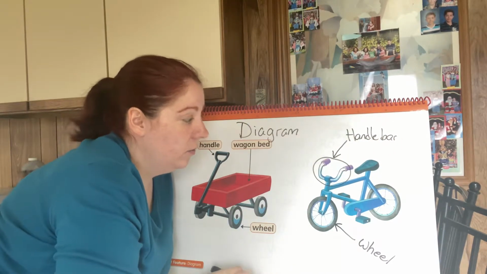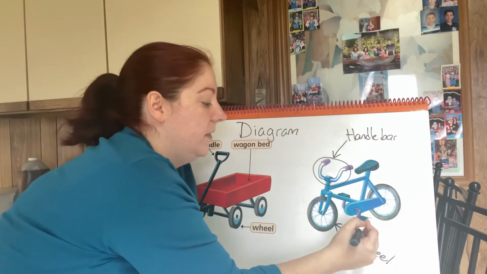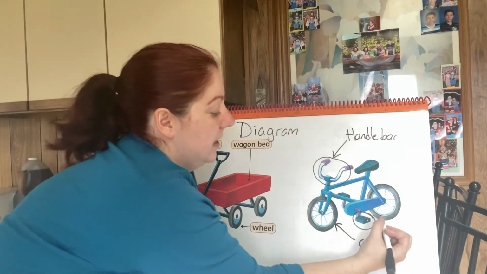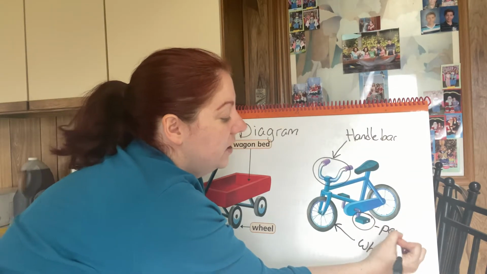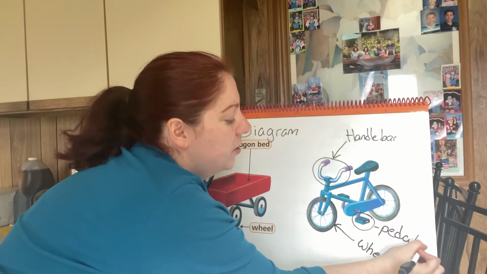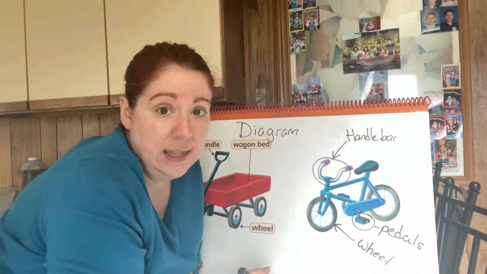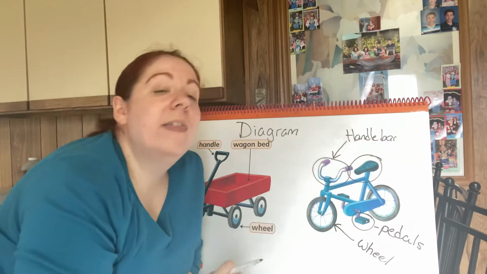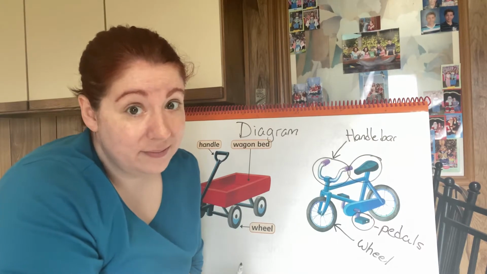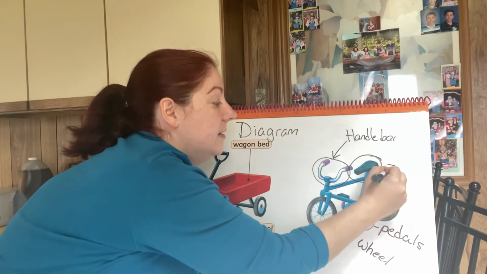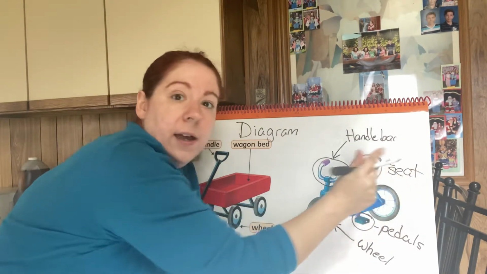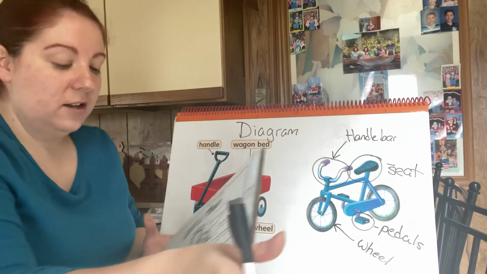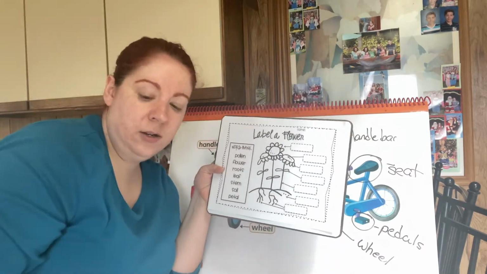Okay, now let's look at something else. What would we call these things right here? We would call those the pedals. Not petals like a flower's, but pedals. There's a D in that word. Do you see that? Okay. And what do we call that part that you sit on? We call it the seat. Okay. So now, hopefully you have that labeled with us. Okay. So now we're going to also label this one together.